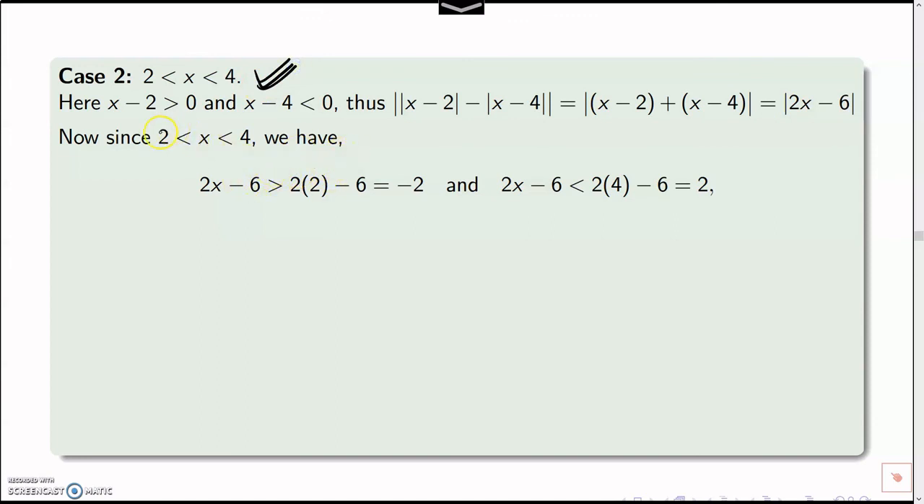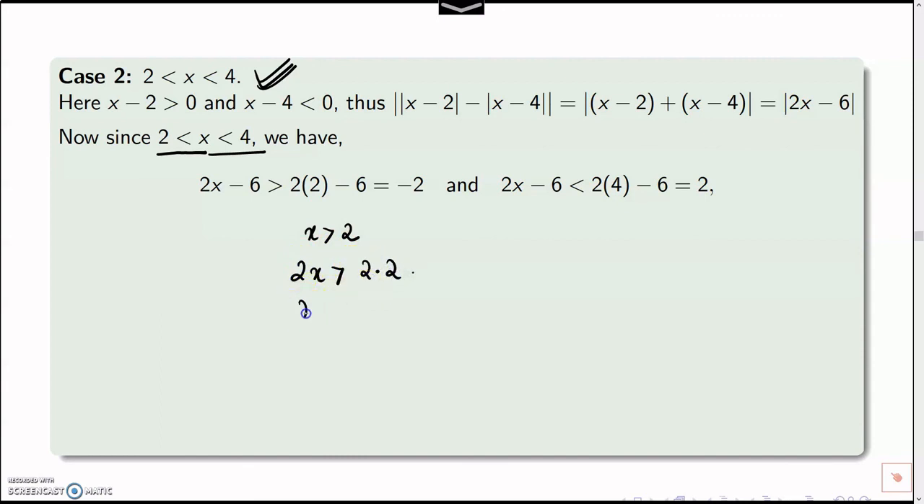So x is greater than 2 and x is less than 4. Okay, so if I look at this number 2x minus 6, which I've obtained there on the right hand side, then x is greater than 2. Okay, so I can put it this way, x is greater than 2. Now I can multiply 2 on both sides, so 2x will be greater than 2 into 2.